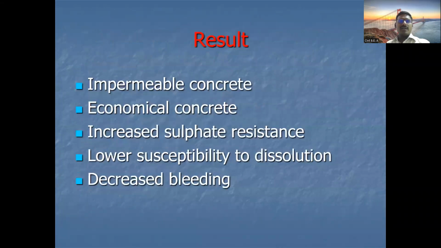So what results come out after the addition of these pozzolanic materials? Impermeable concrete. The permeability of concrete will be reduced, and the concrete we make is impermeable. Then economical concrete. The concrete will be economical when we use fly ash to replace the cement. Then increased surface resistance. So what surface resistance?